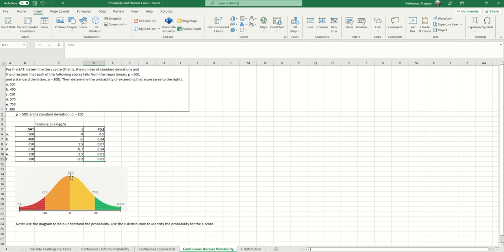All right, so that's how we use the normal distribution. It takes a little bit of practice and getting used to. It's very useful for confidence intervals and hypothesis testing, as we'll see later on.